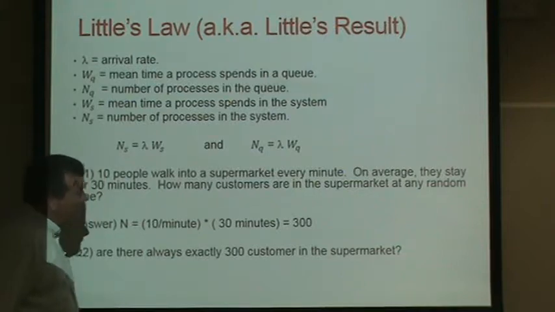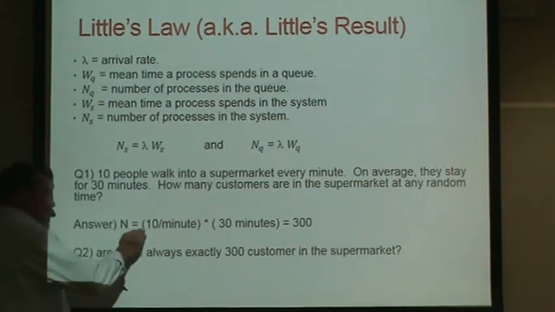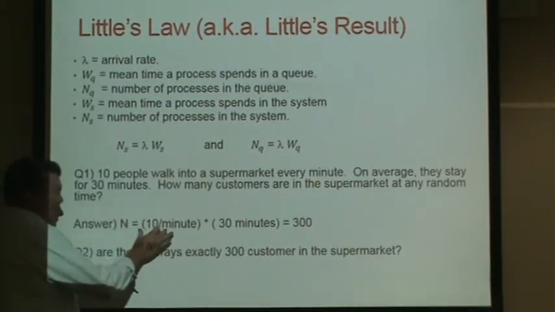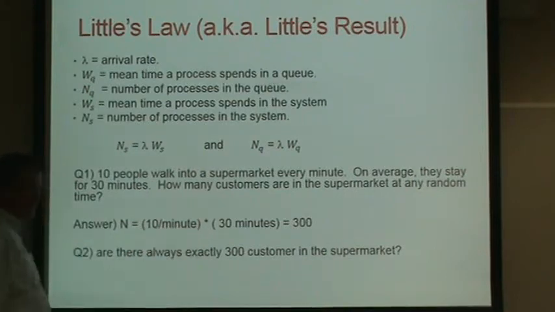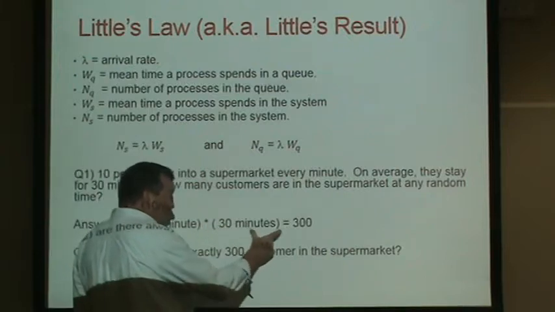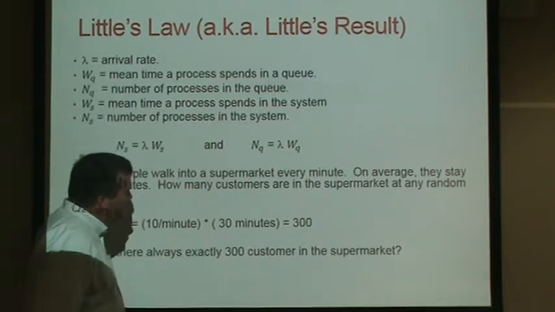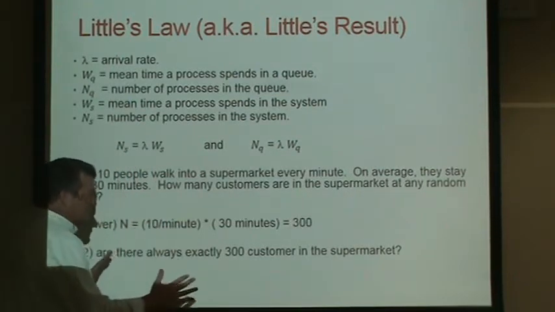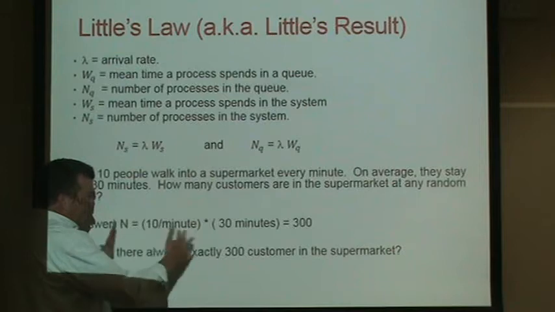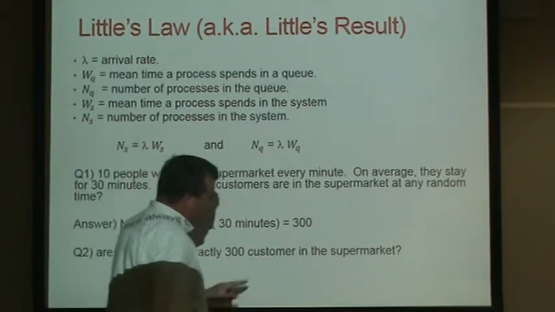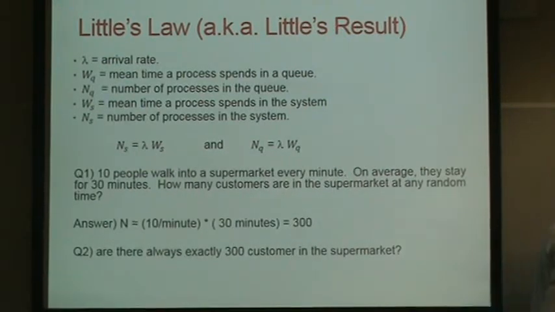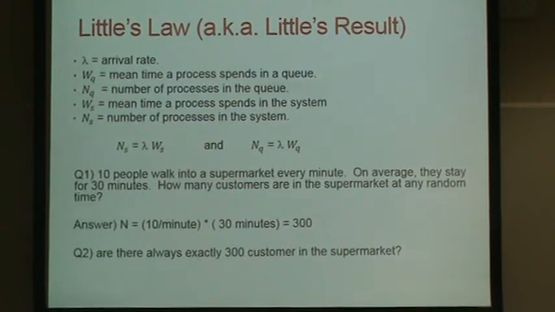Okay. If actually they were showing up at exactly 10 per minute, like at the beginning of the minute, exactly 10 showed up, and they all stayed for exactly 30 minutes, then we could say there's exactly 300 in the supermarket at a time. But it's good to know that, because we're going to get into this discussion, that the variability in the time between arrivals could cause the number in the system to change. The averages will stay the same, but the number can still change.